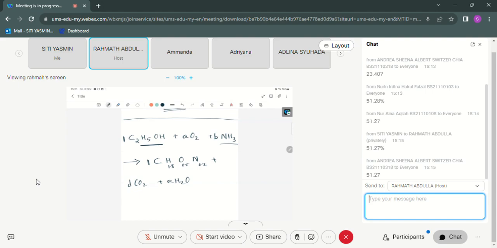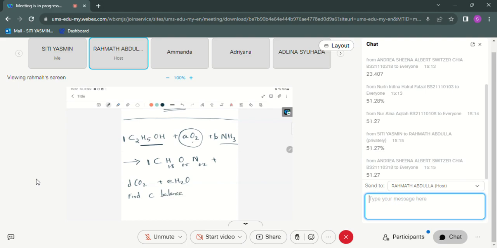How are we going to find the number of moles of oxygen? The question is about oxygen, so we need to find this one. This will be your final answer. Now, in order to find oxygen, first we need to find the balance of carbon. Find the carbon balance.